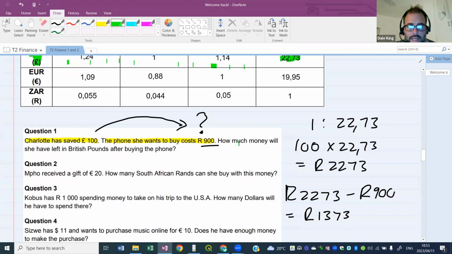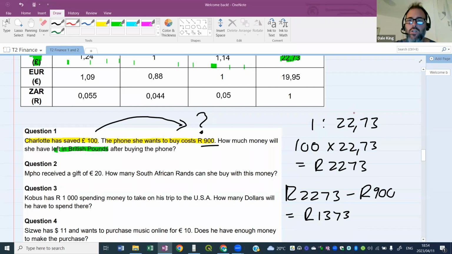All right. Now the question says, let's look at the question. How much money will she have left in British pounds after buying the phone? Okay. Well, we don't have British pounds. Very good, Paul. Good. Sonia's got a pound there. We don't have British pounds. We got rands. We need to convert back into pounds. Now, how do we do that?